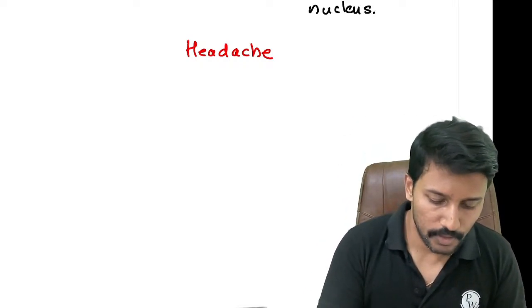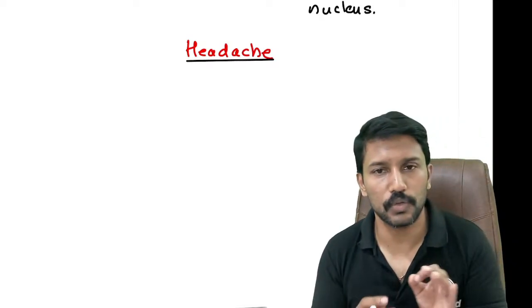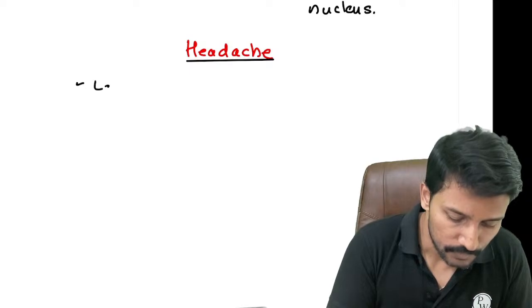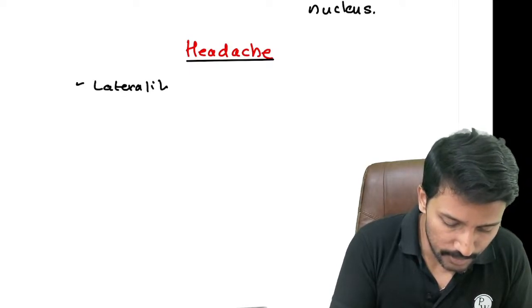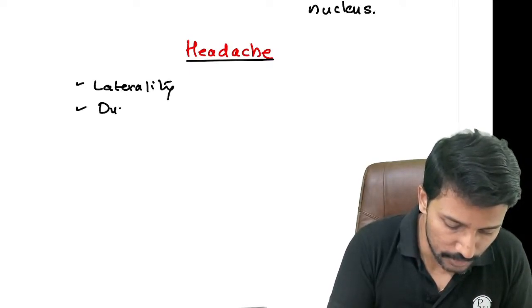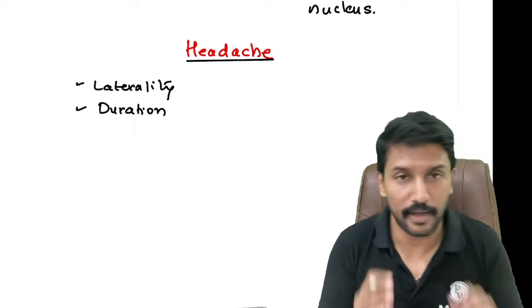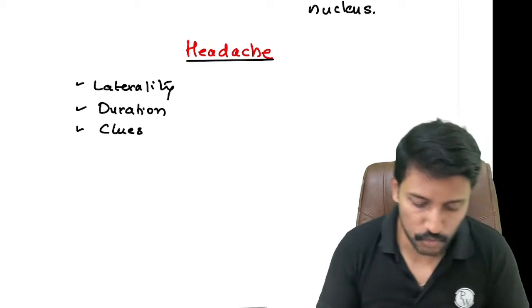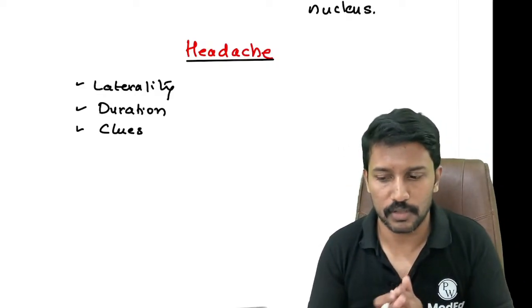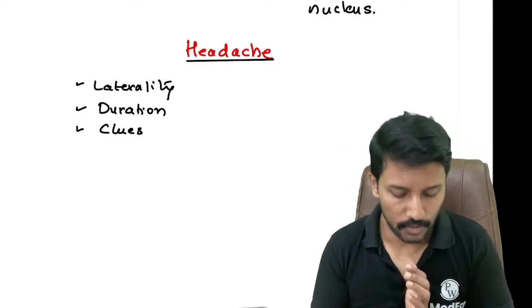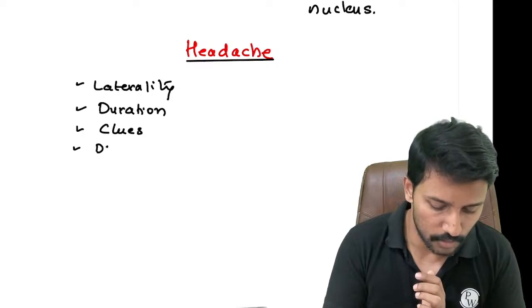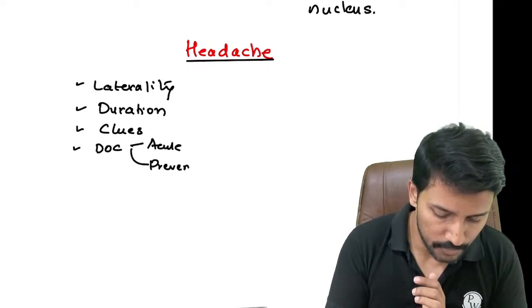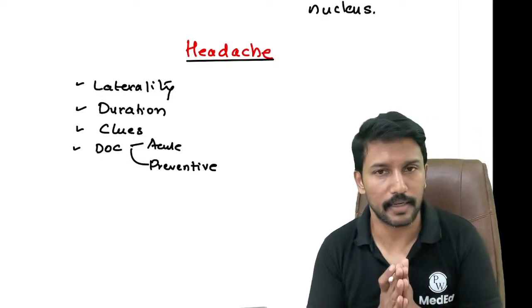So whenever you see a question on headache, all you need to do is look at the laterality, whether the headache is unilateral or bilateral, and then the duration of headache, how long an untreated episode of headache lasts. Apart from that, examiners will generally bestow some clues for the diagnosis. We have to pick up those clues. Okay. And then the last thing is the drug of choice for acute treatment and for preventive treatment. That's all that is important from headache.